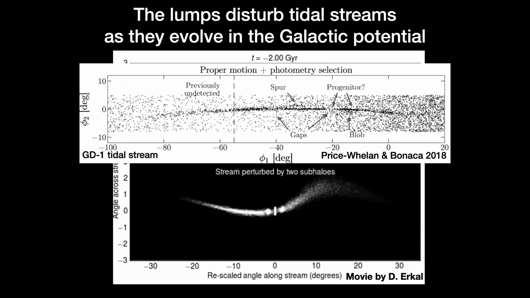Here's an example of a stream that has clear gaps and some substructure in it that you can model by these type of interactions. Gaia's role here was actually to very cleanly remove non-member stars, interloper stars, by selecting the proper motions associated with this stream. And that lets the gaps show more clearly.